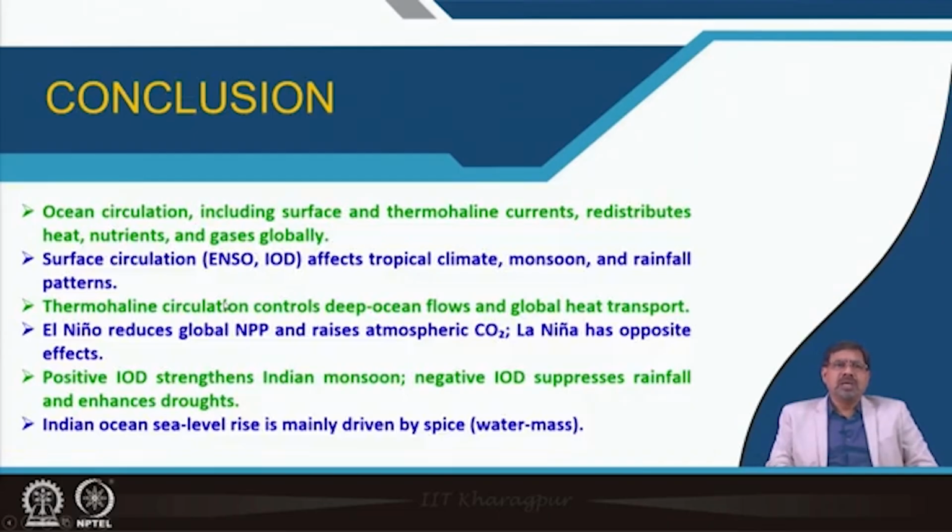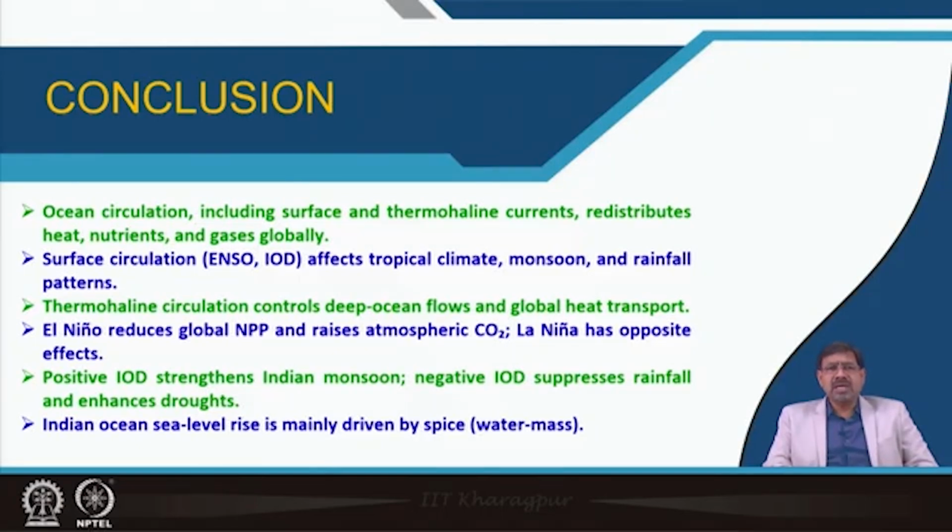So, to conclude, these are the 6 points we discussed in today's lecture number 7. Ocean circulation, including surface and thermohaline currents, redistributes heat, nutrients and gases at global scale. Surface circulation such as ENSO, El Nino Southern Oscillation, and IOD, Indian Ocean Dipole, affects the tropical climate, monsoon and rainfall patterns. Thermohaline circulation controls deep ocean flows and global heat transport phenomena.